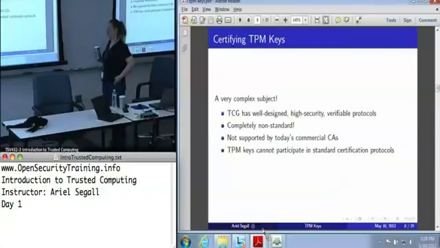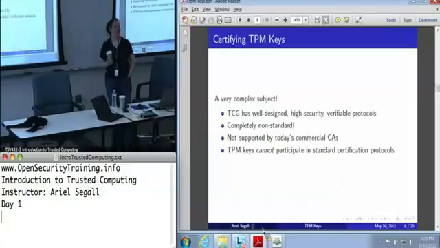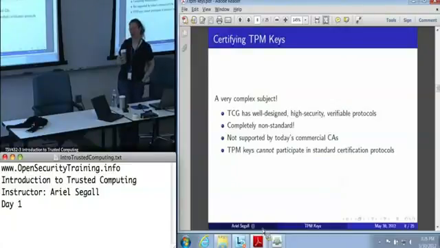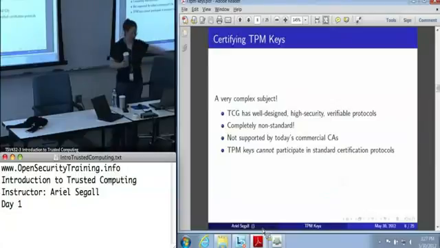Certification of TPM keys is one of those complicated and frustrating topics because the TPM working group created these beautiful, high-security, verifiable protocols with lovely properties which tell us everything we really need to know about TPM keys and are completely incompatible with every standard that anyone's actually implemented. Arg.